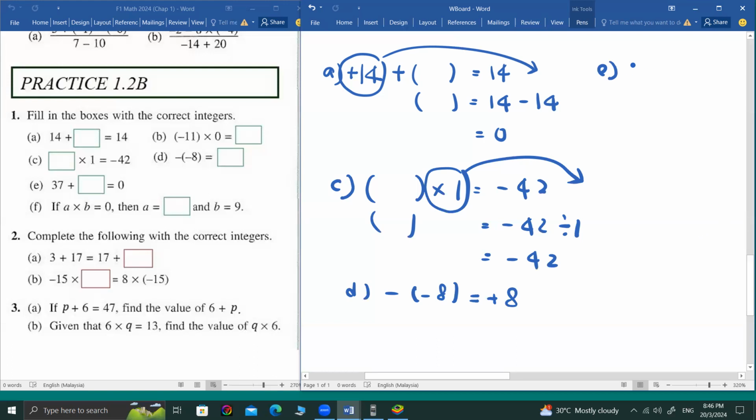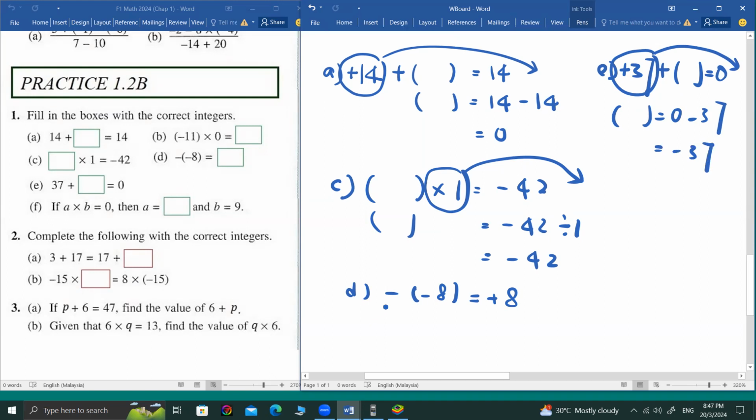Look at E first. 37 plus what is 0? Listen again. 37 here is plus 1, right? You shift to the right, becomes what, class? Minus. 0 minus 37, negative 37. See? Got what I mean? So next time, class, when you see the same.